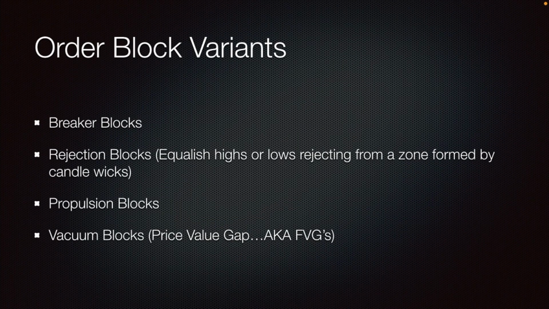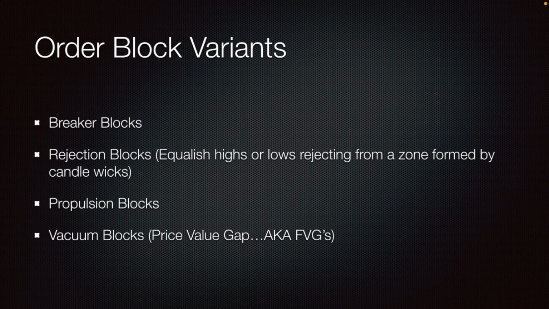Okay, so there are some variants, like I said. The variants we'll be covering are, which is pretty much all of them, breaker blocks, rejection blocks, which are pretty much just equal highs or equal lows. So you're going to have price rejecting from a zone formed by candle wicks as opposed to a candle body.